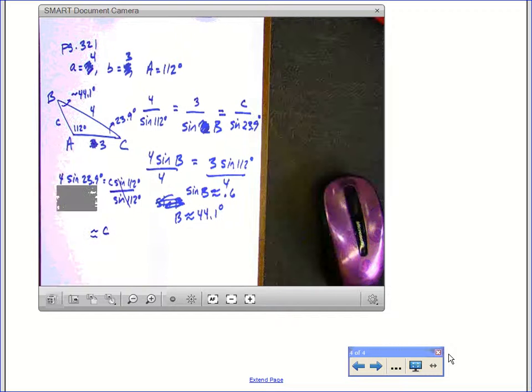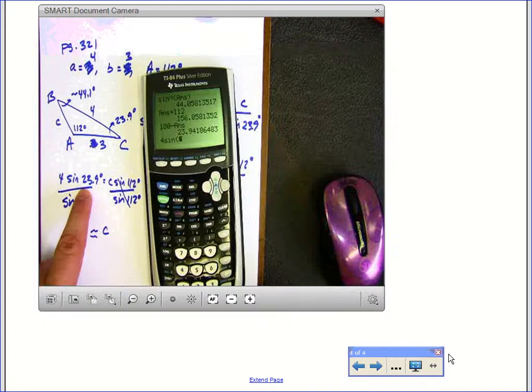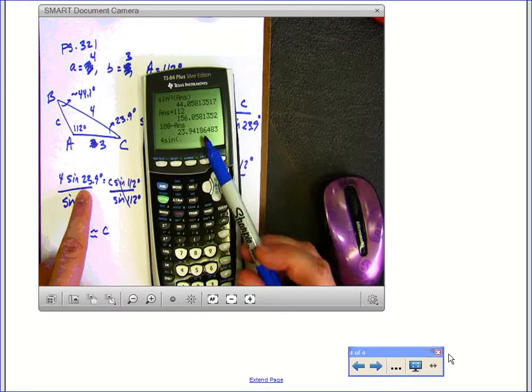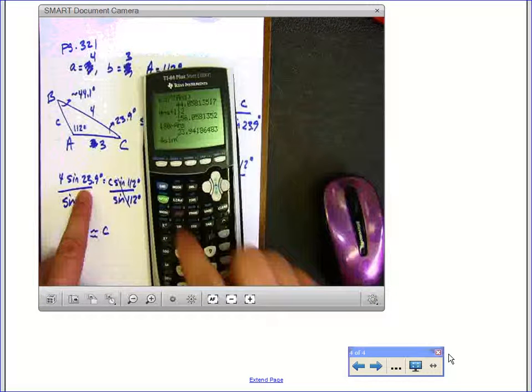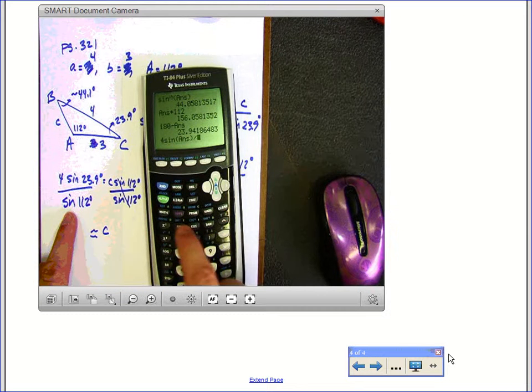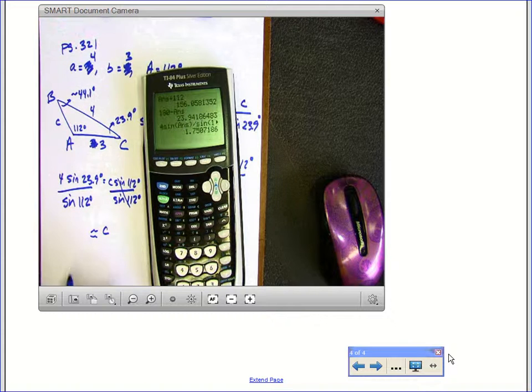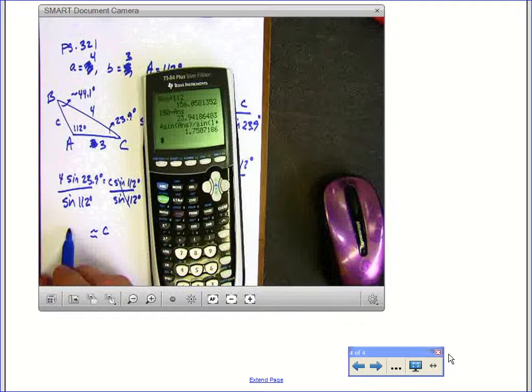And now we got to throw this in the calculator. All right, so here we go. 4 times sine. Now, not 23.9, but what's on my calculator? Answer. Okay. All right, divided by sine of 112. Okay, so that's going to round up to about 1.8.